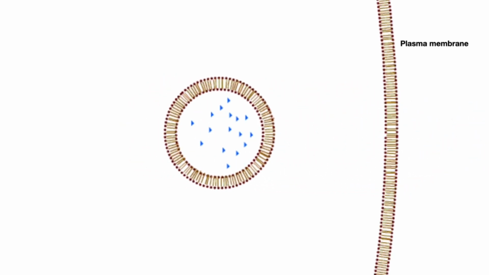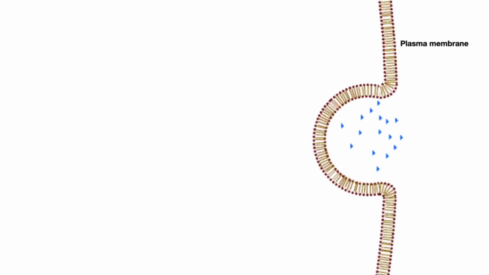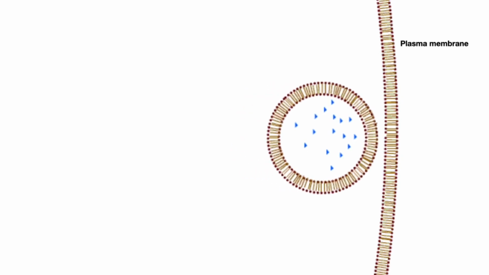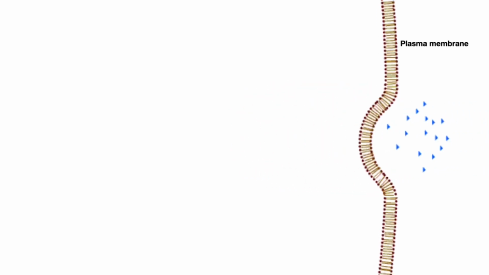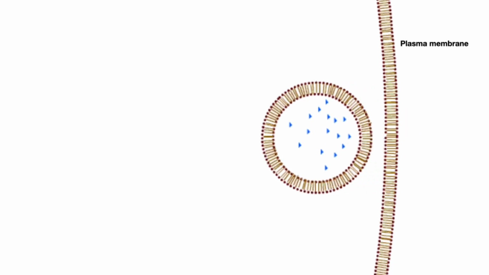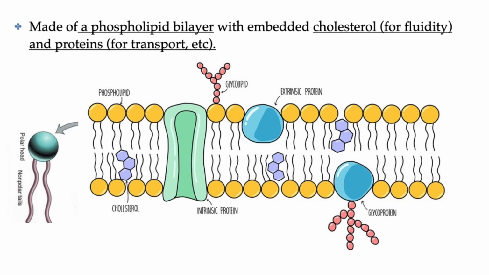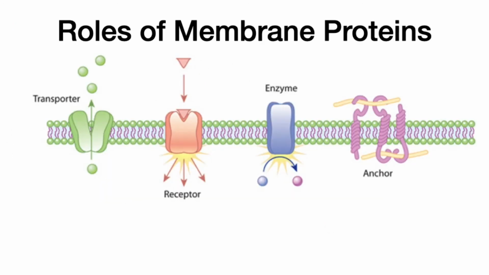Since the membrane of the vesicle is made up of the same phospholipids that make up the plasma membrane, it simply becomes part of the plasma membrane itself. Also, contents from outside the cell can be brought into the cell by forming vesicles from the plasma membrane. There are a number of different proteins embedded in the membrane or on its surface, and they serve a variety of functions. Some are involved in the transport of substances across the membrane.